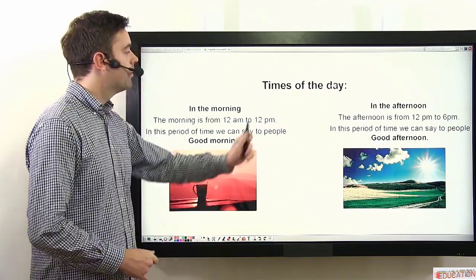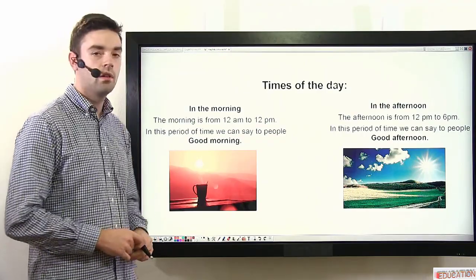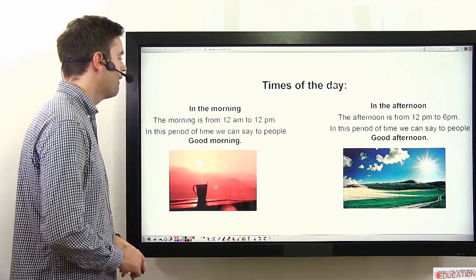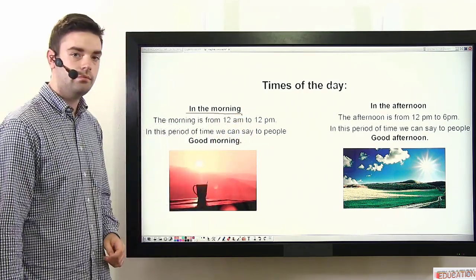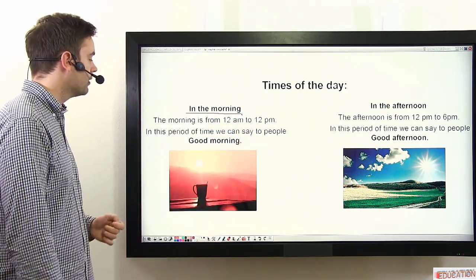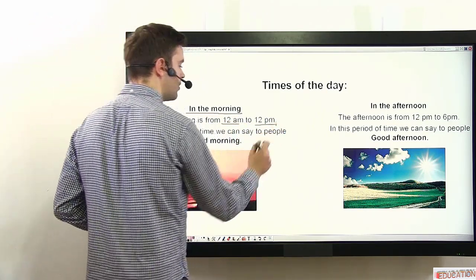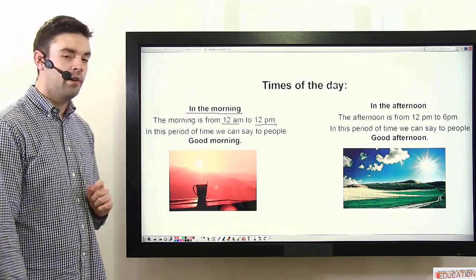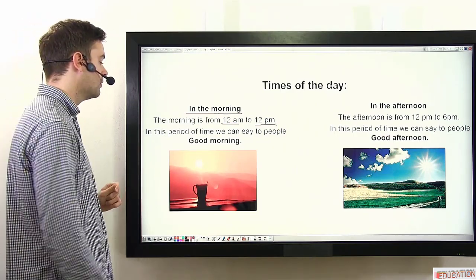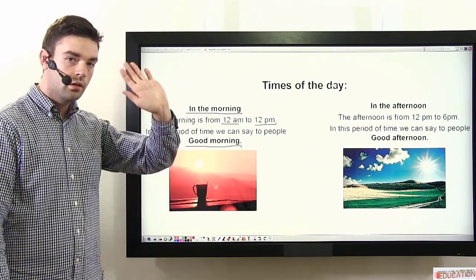We can also use certain expressions depending on the times of the day. For example, in the morning. The morning is from 12 a.m. to 12 p.m. And in this period of time, we can say to people, good morning.